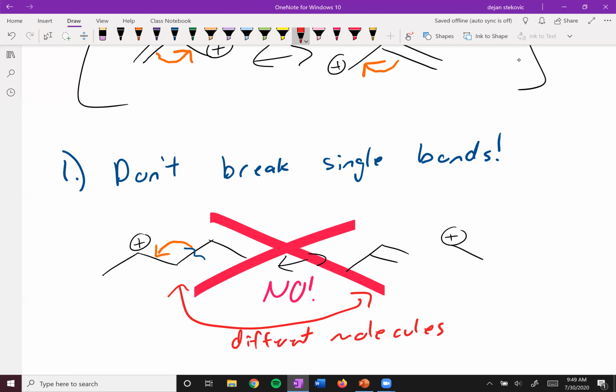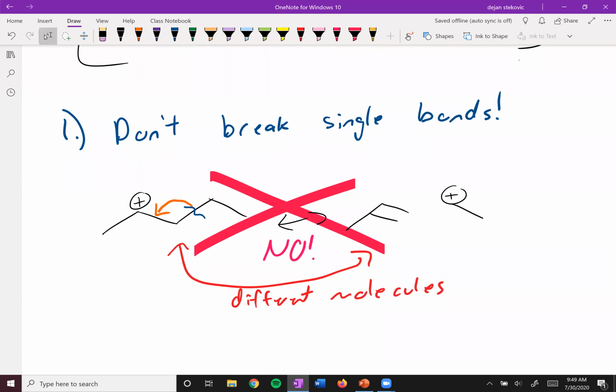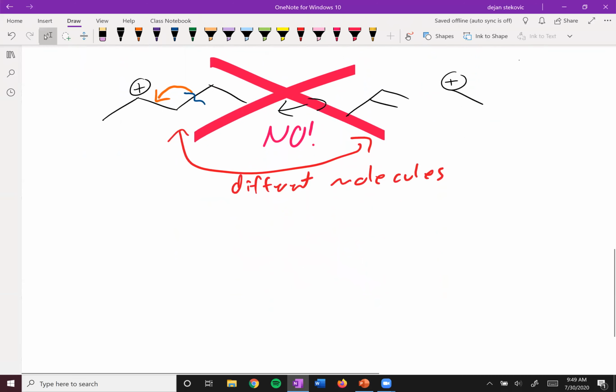And in fact, the molecule on the left is one molecule, and then there's two molecules on the right, right? So we can't break any single bonds. All we're going to show is the flow of pi electrons and lone electrons, right? So that's kind of our next little step.